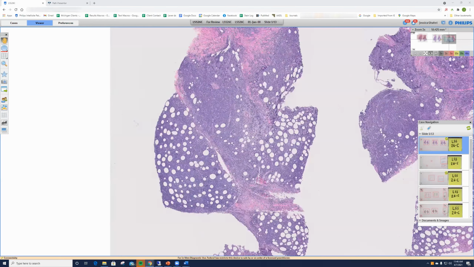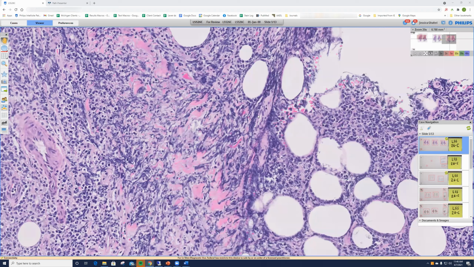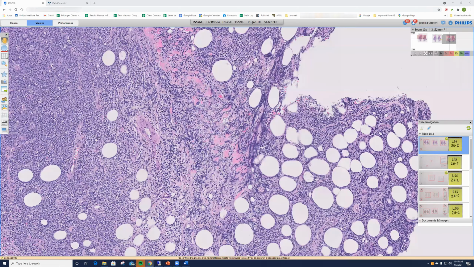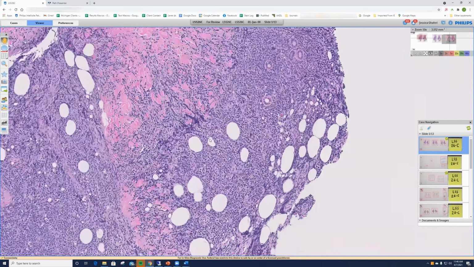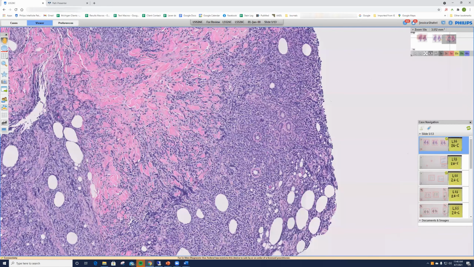And in this area, you can also see crush artifacts. So these atypical cells also tend to be more fragile and do tend to show increased crush artifacts. So you can also see that in other high-grade, more aggressive tumors, including Merkel cell.